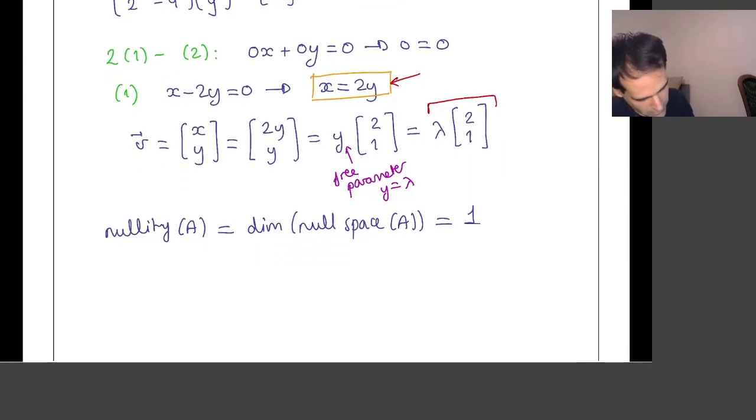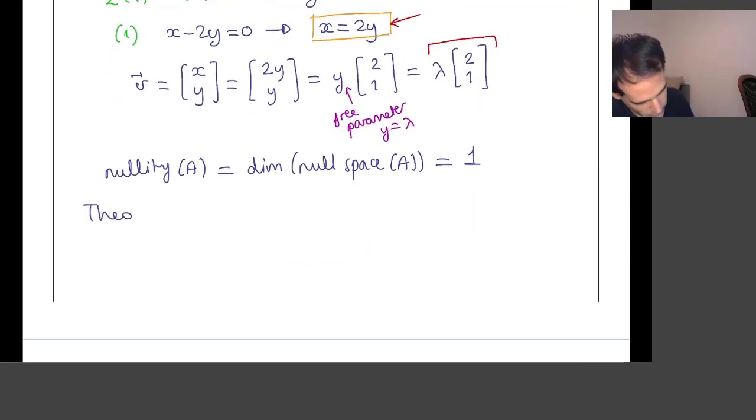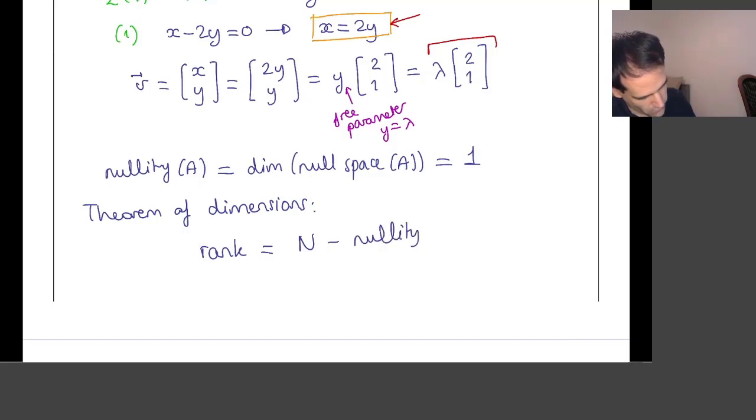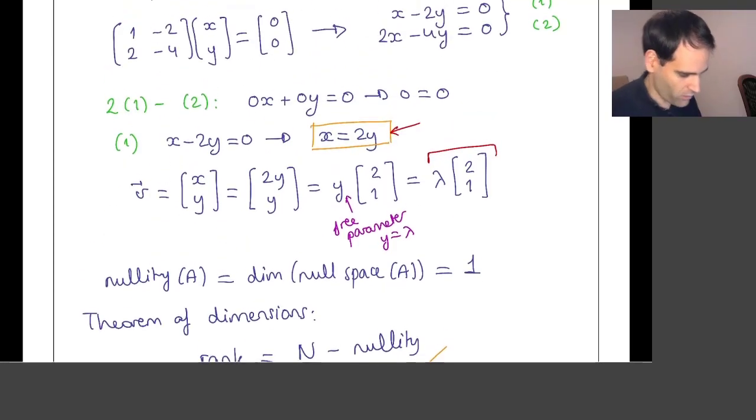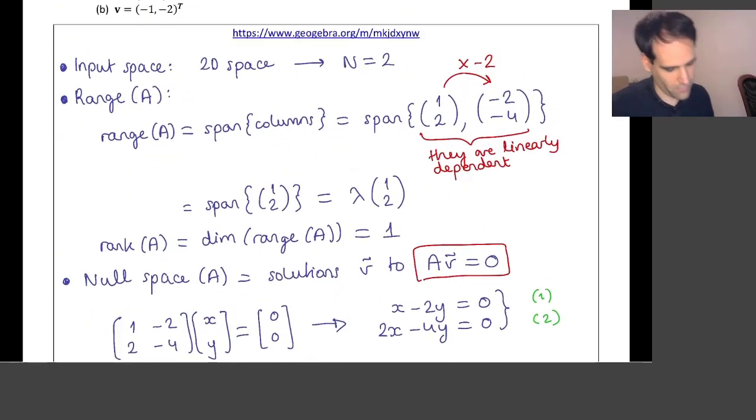So is the theorem of dimensions fulfilled? So we have that the rank equals n minus the nullity. We know the nullity is 1, we know n equals 2, and we know the rank equals 1. So it is fulfilled. Okay? So we have calculated range and null space.